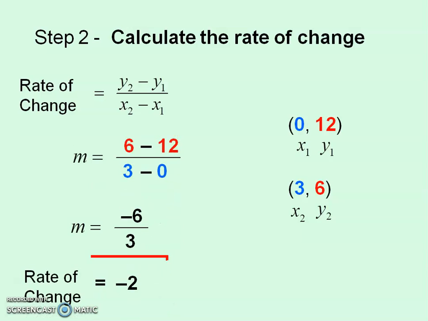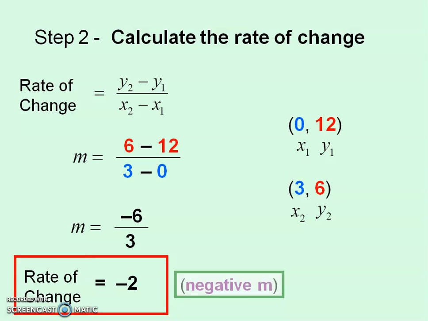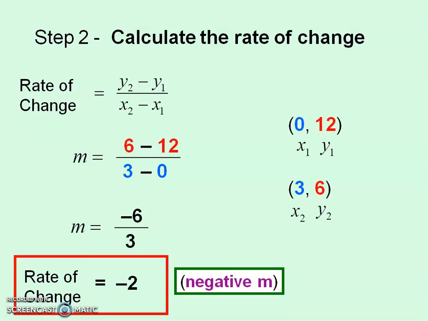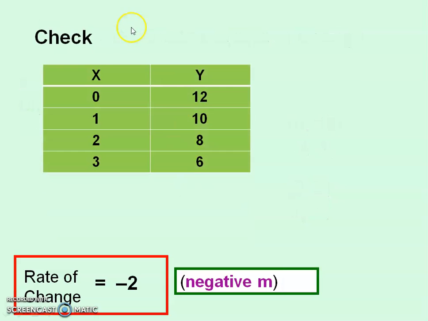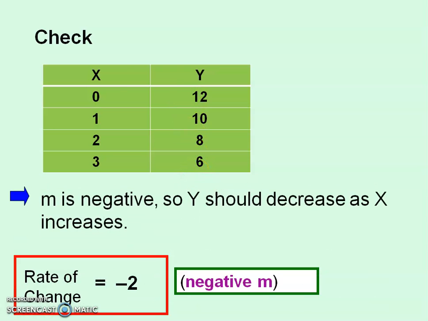And once I've simplified this, my slope is -2. It's a negative m. And if you read through the table, that should mean that as the independent variable increases, the dependent one decreases. And that is happening here. So that's consistent.